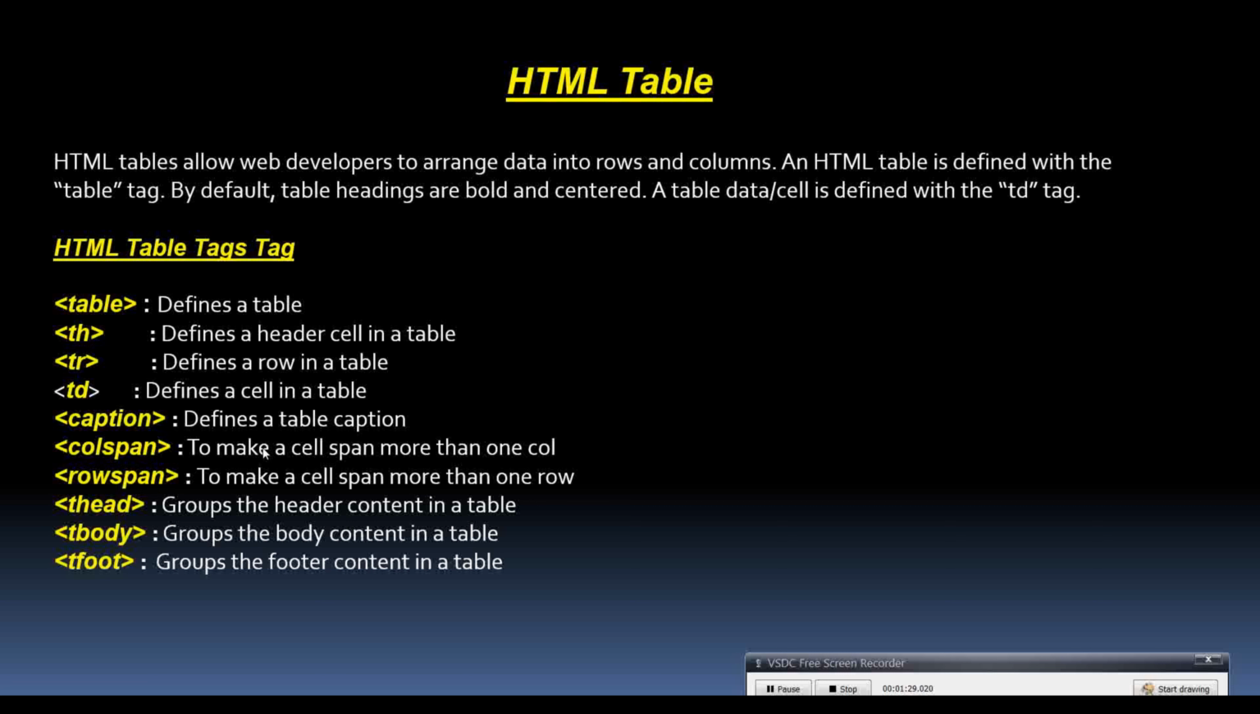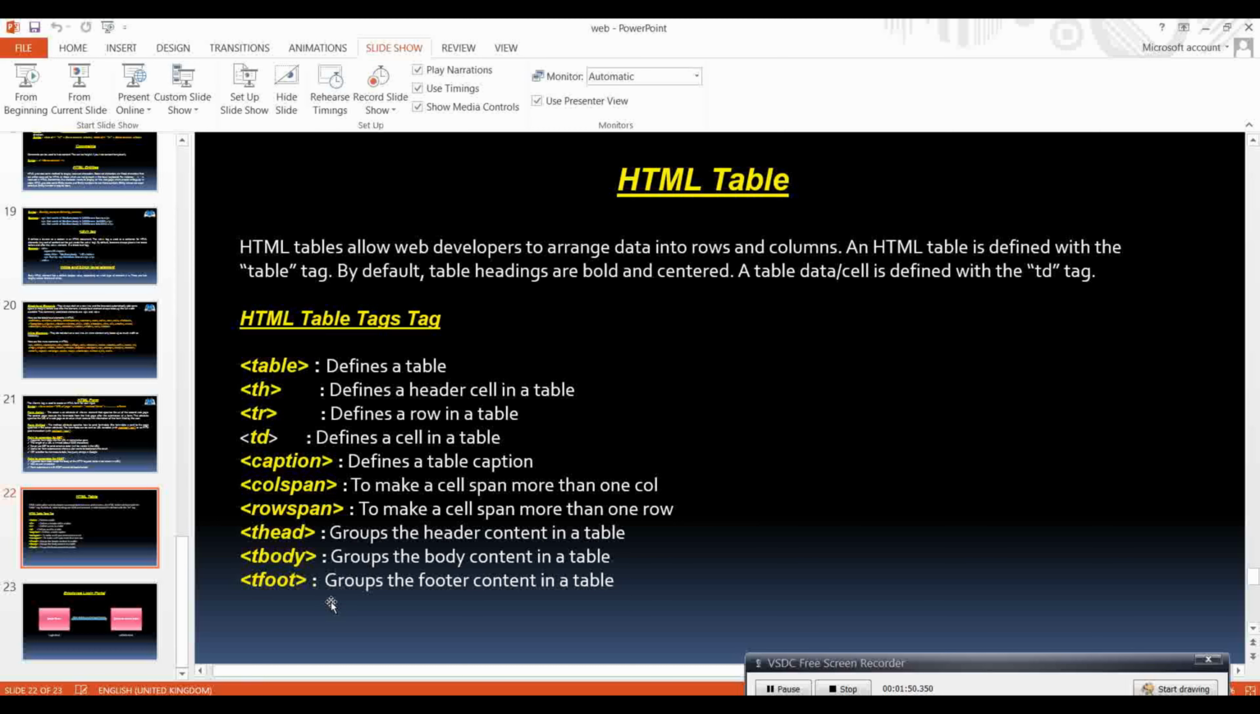Colspan makes a cell span more than one column, and rowspan makes a cell span more than one row. Thead groups the header content in a table, tbody groups the body content in a table, and tfoot groups the footer content in a table. I hope that was not clear to you, but let's implement it and make it more clear.